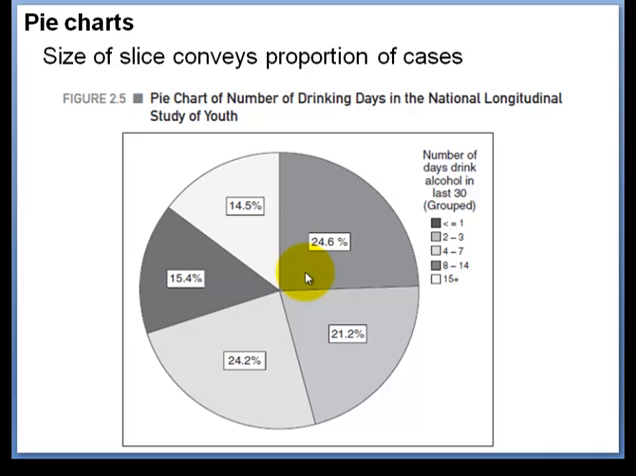Now, I'm not sure on this, but just as a caveat, I do think that this particular data only includes youth who did drink. So I think that if the youth did not drink, they're not included in these pie charts. But I'm not sure on that.